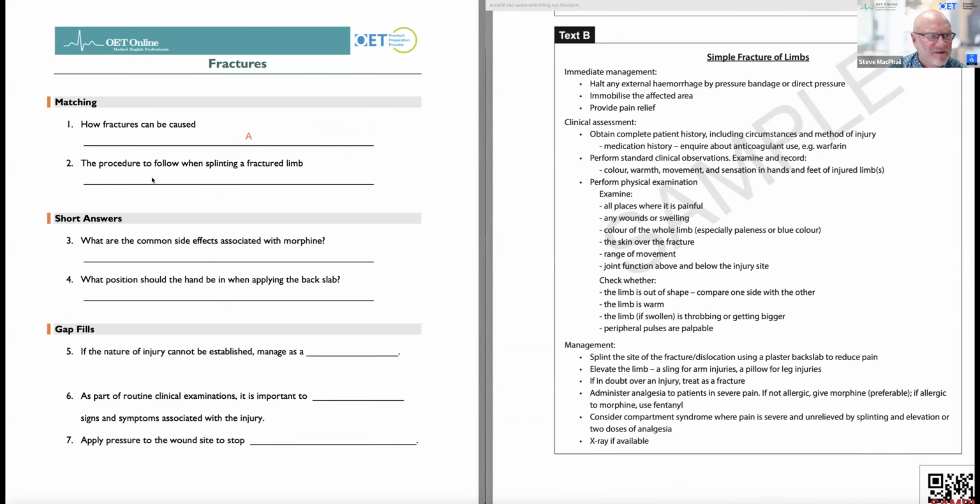Or is there something about splinting in B? So we skim through immediate management, clinical assessment, more management, and I find that word splint, the procedure. Okay, is this a procedure? Splint the site of the fracture, elevate the limb, administer analgesia, consider a certain syndrome, X-ray. That's a procedure, everyone. So, you know, part B is not that hard. We're finding these answers fairly quickly. And you need to do that, right?